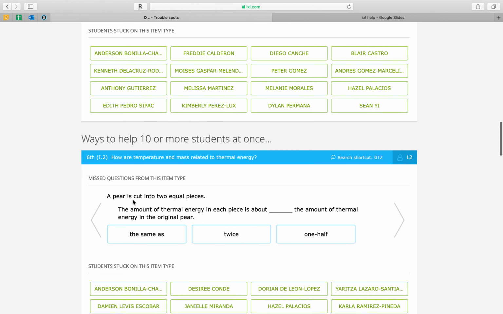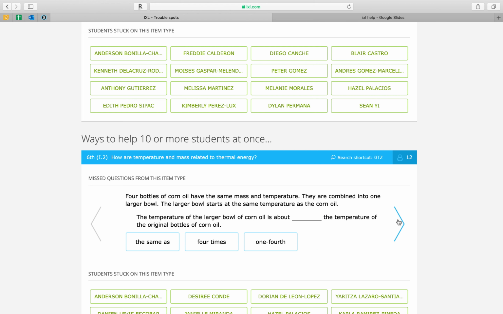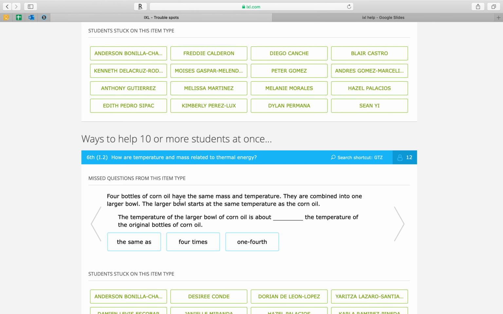This is the same one. A pear is cut into 2 pieces. The amount of thermal energy in each piece is about 1/2 the amount of thermal energy in the original pear. Okay, I'm going to do just one more for you. Say that you have 4 bottles of corn oil. They're combined into one large bowl. And it says the temperature of the larger bowl is about blank the temperature of the original bottles of corn oil.